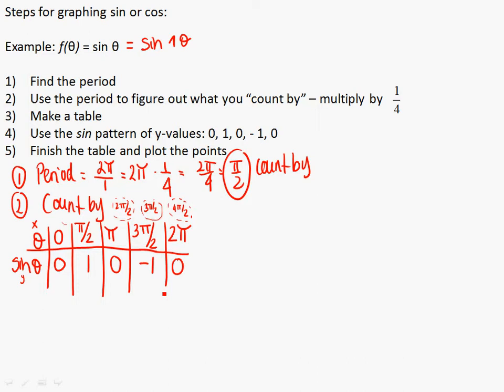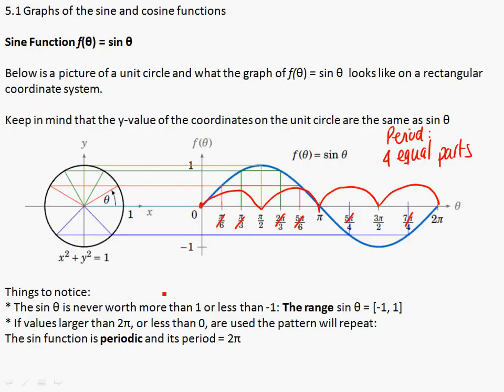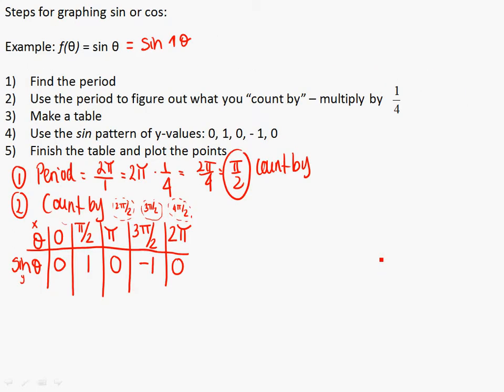Can I move back a second to show you where that came from? So really what I meant was, after you found the count bys, notice that we started at 0, so we added pi over 2, plus pi over 2, plus pi over 2, plus pi over 2. So those were the x's in the table, right? And then here is the pattern. The sine starts at 0, it goes to 1, it goes back to 0, it goes to a -1, it goes up to 0. That's the y value pattern. So these are the y value patterns that I just put in the table.